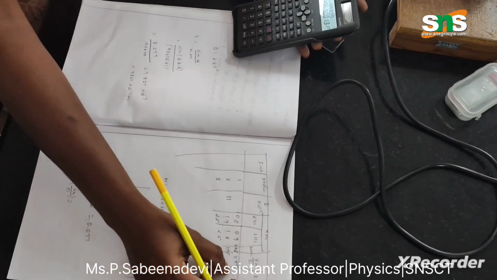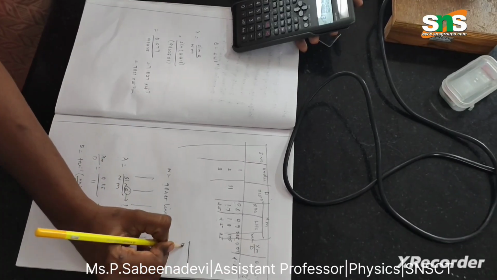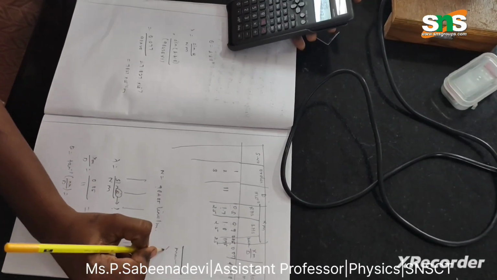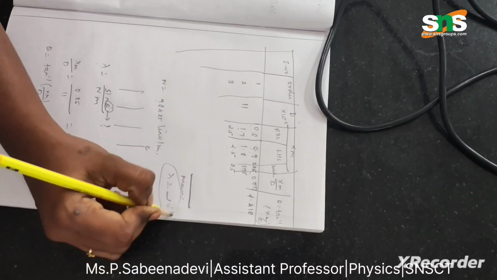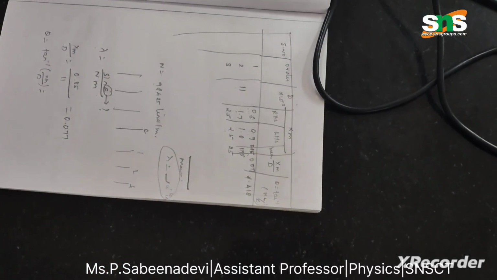Thank you all. We have to find all the readings and take the mean for this equation. Finally you get the mean lambda in 10 power minus 10 meter. This is the wavelength of the given exercise. Thank you.